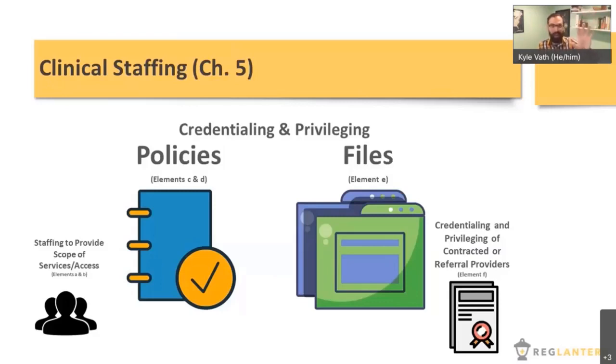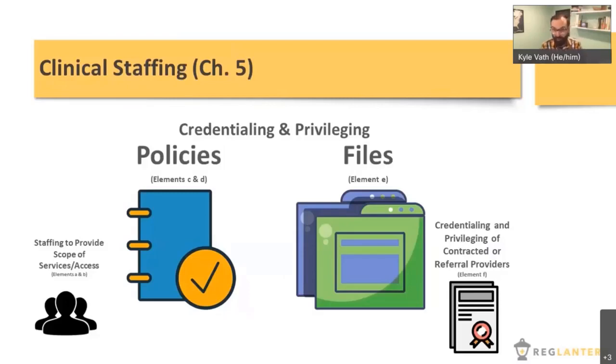So again, get that out if you have that. And then the second part is the files. This is the actual credentialing and privileging file that you have on each clinical staff member. So you can have one without the other. You can have a perfect policy, but you can have files that are missing things. And you can have perfect files, but they may be missing requirements in the policy. So they are mutually exclusive, but equally important, and people have trouble with both of them.